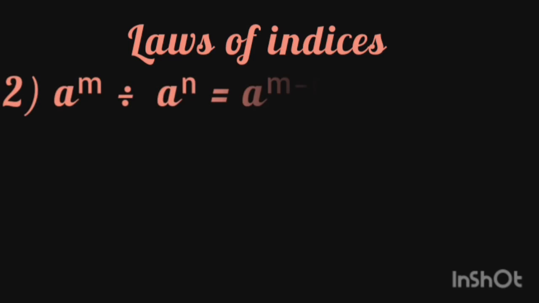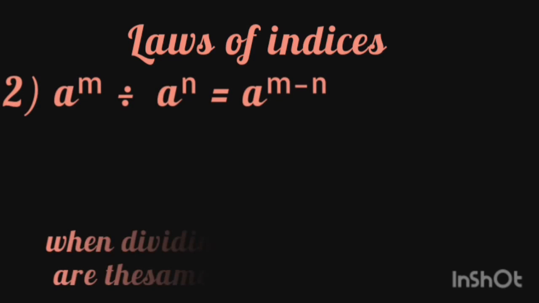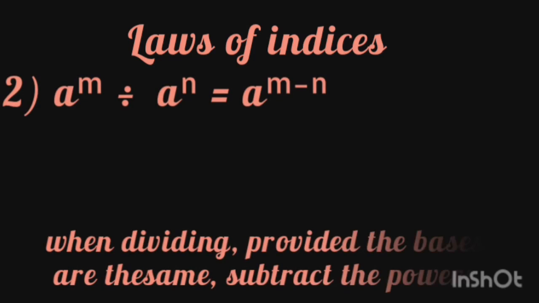So the second law of indices, if we are dividing, we subtract the power of the figure on the right hand side from that on the left hand side. So we have a raised to the power m on the left hand side and a raised to the power n on the right hand side, so we subtract n from m, just subtract the powers.